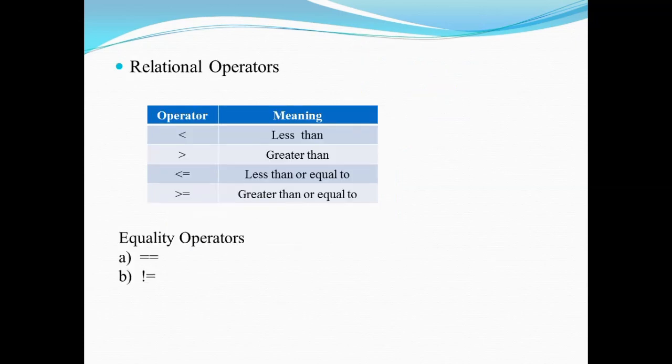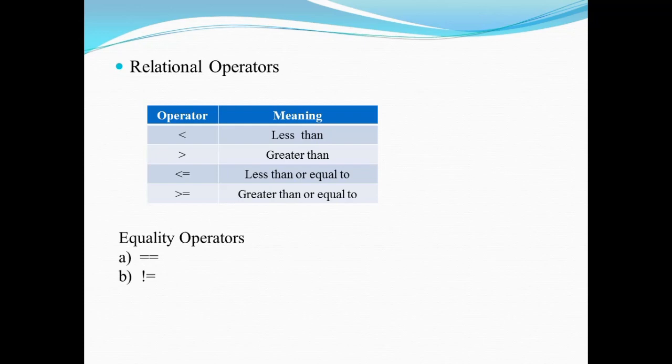Then the next category of operators is the relational operators. There are four relational operators. These are also called comparator operators, which are used to compare two numbers or two values. They are less than, greater than, less than or equal to, and greater than or equal to. These operators are also evaluated from left to right.